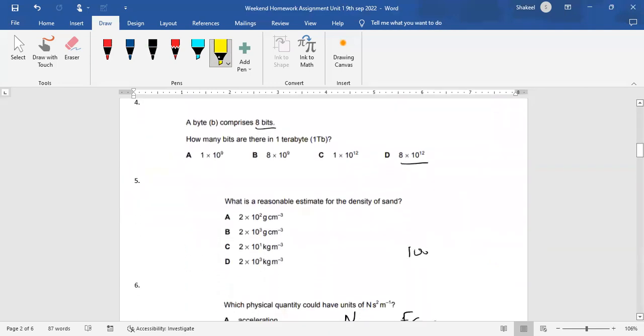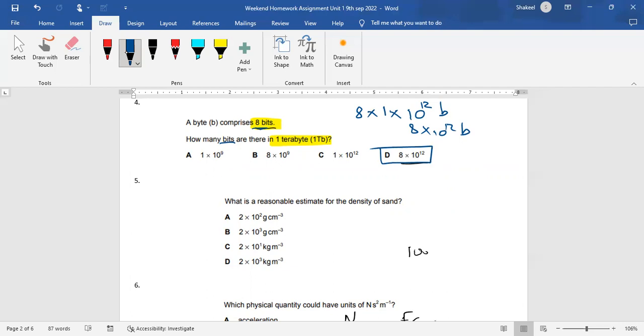Okay, question number 4. A byte comprises of 8 bits. How many bytes are there in 1 terabyte? Okay, that's the simplest question. Tera is 1 into 10 to the power 12 byte. But as in 1 byte, there are 8 bits. So how many bits are there? So you'll just multiply this with 8. So this is 8 into 10 to the power 12 bits.